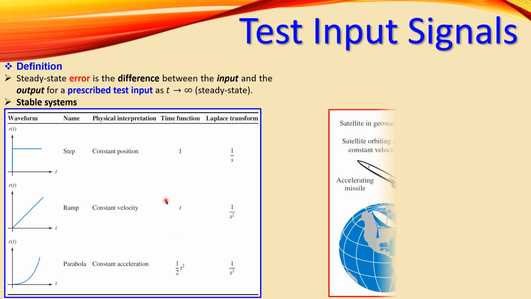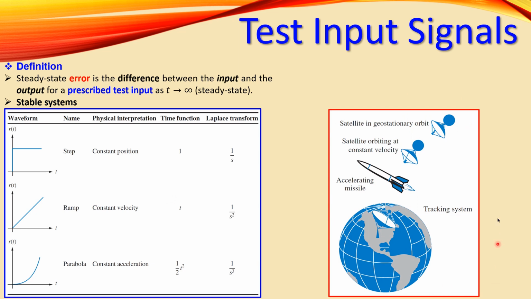Okay, now this is a graphical representation of what is meant by constant position, constant velocity, and also constant acceleration. So we have a tracking system here that will track the location of your satellite in some orbit, which is constant with respect to the location here on Earth. It can be that your satellite has some velocity with respect to your location on Earth. That will then be a constant velocity.